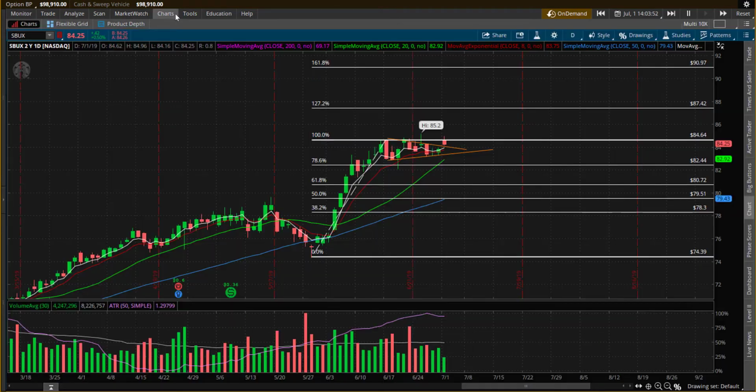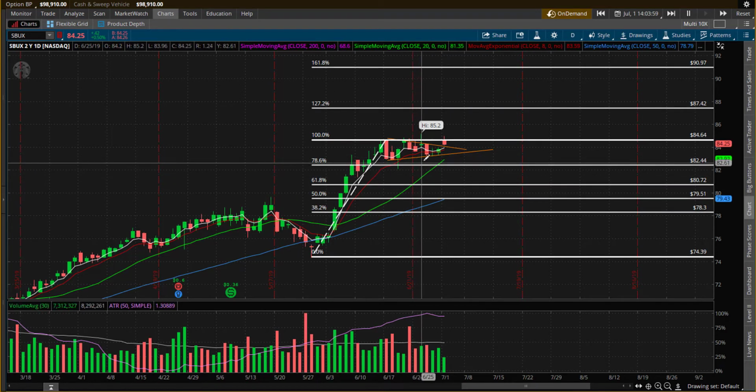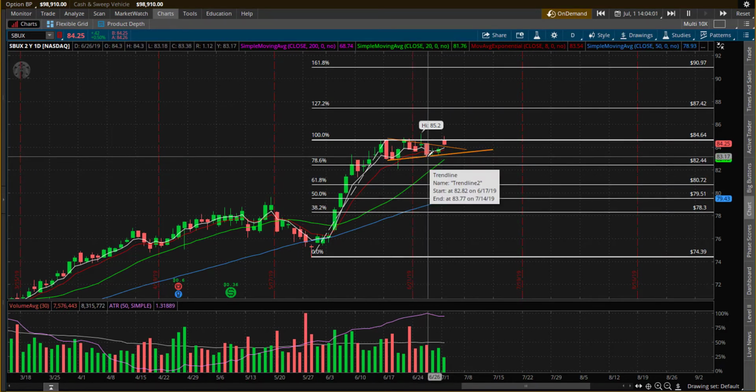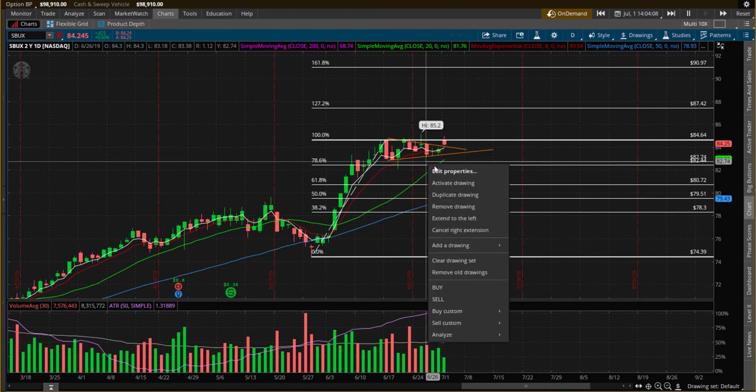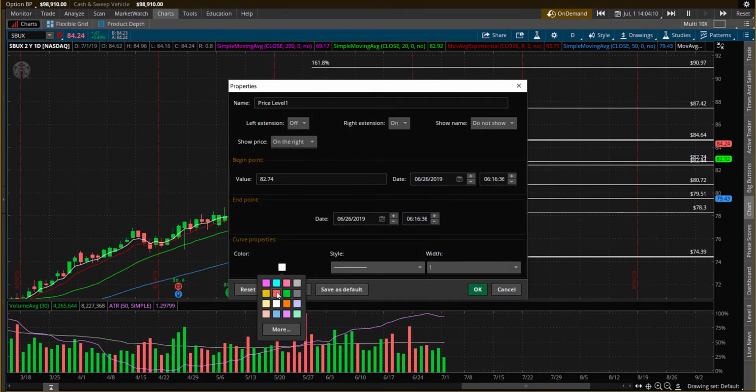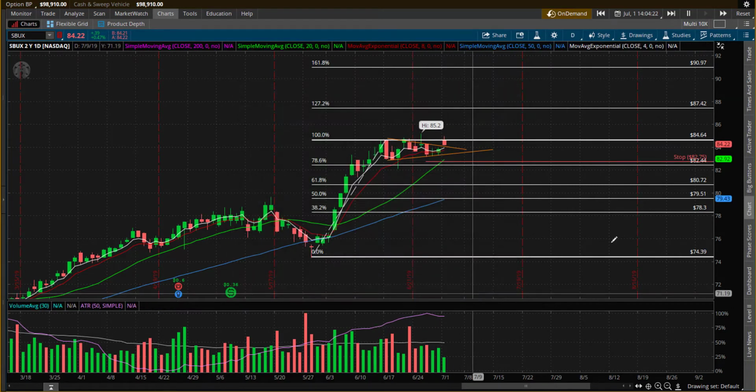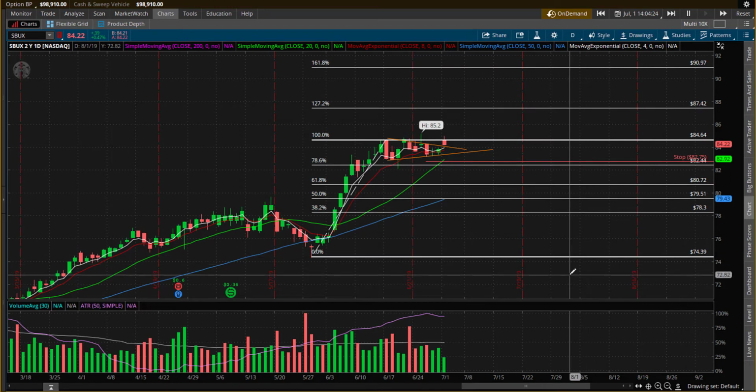Oops. Go back over here. So our stop will be at the compression lows. Since we're so close, how about we put it below the 20 EMA? We'll put it at 82.75. Here's our stop. We'll even color it red so we know. Here's our stop, 82.75. Boom. So now we have a visual of it.